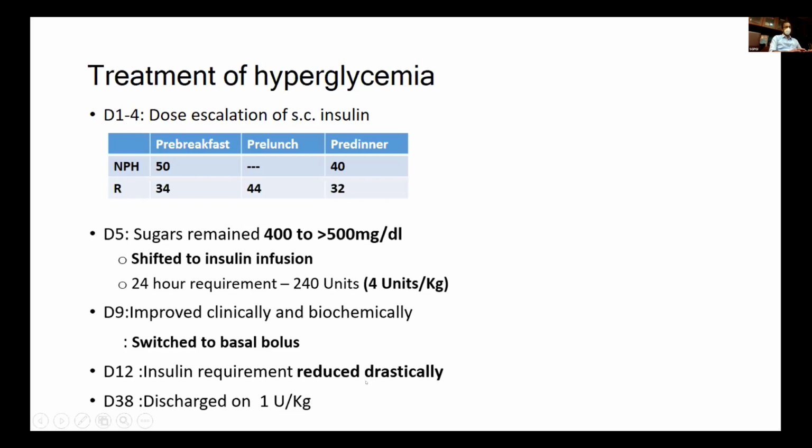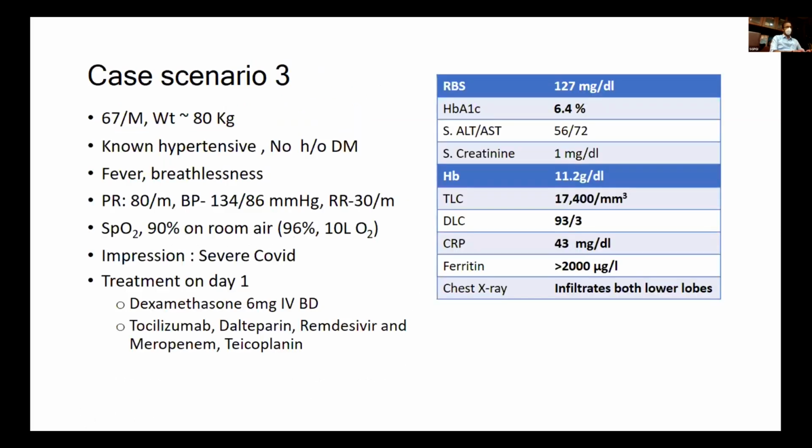dose also reduced very drastically, and he was finally discharged on insulin 1 unit per kg, around 60 units per day. So when the steroid dose is tapered, we have to be very careful to monitor the blood sugar and reduce the insulin dose carefully.